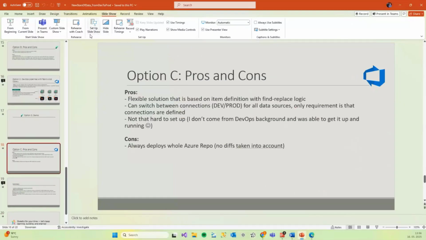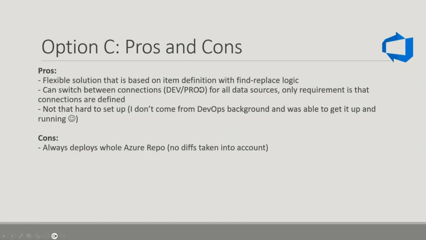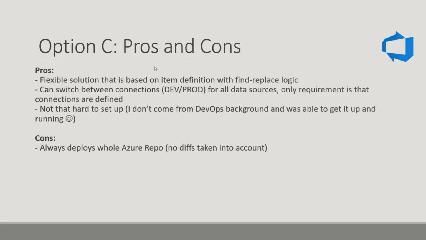And let's talk about the cons of option C. So it's a flexible solution that is based on item definition with find-replace logic. We went through that. As I said, now it can switch between connection dev or prod. And it's really not hard to set this up. I don't come from a DevOps background, and I was able to get it up and running. So the only con that I see here is that it always deploys the whole Azure repo. So I already said that no diffs are taken into account. So whatever we have in this folder will be published to the workspace. And yeah, that's basically the only con I see here.